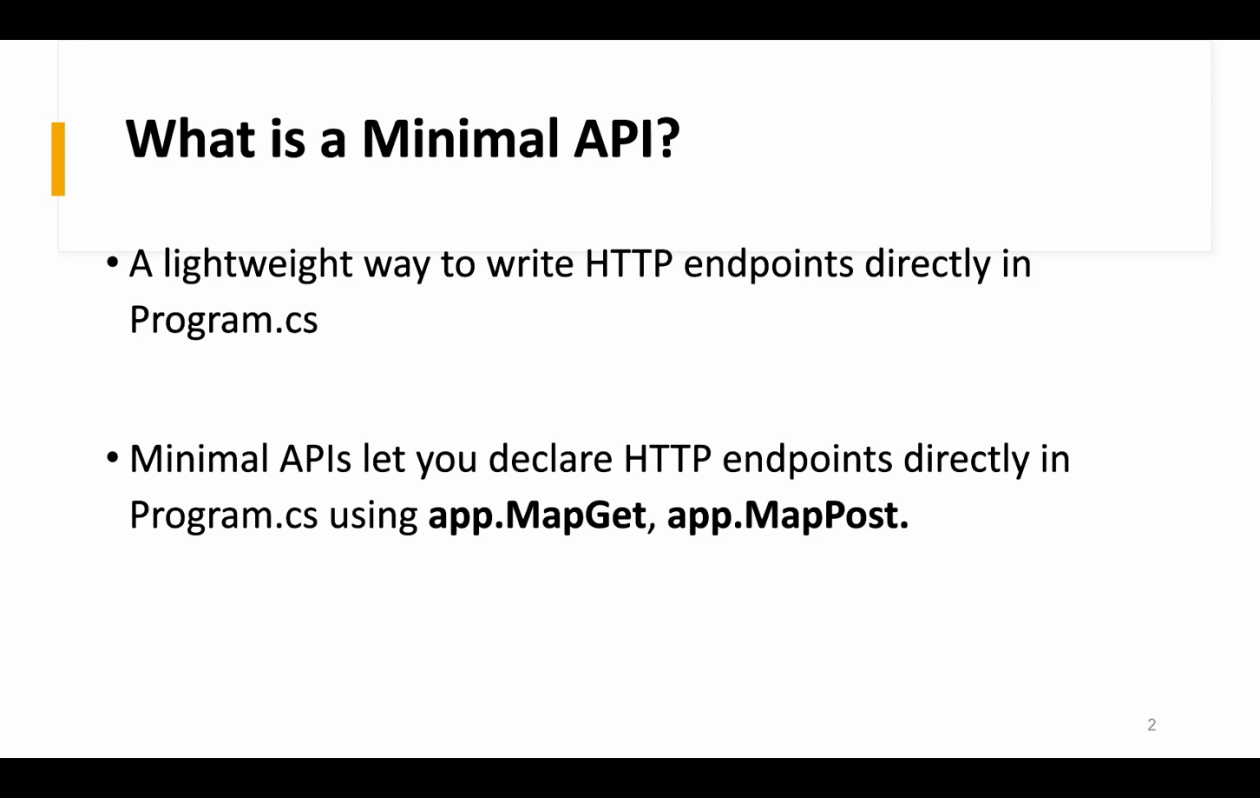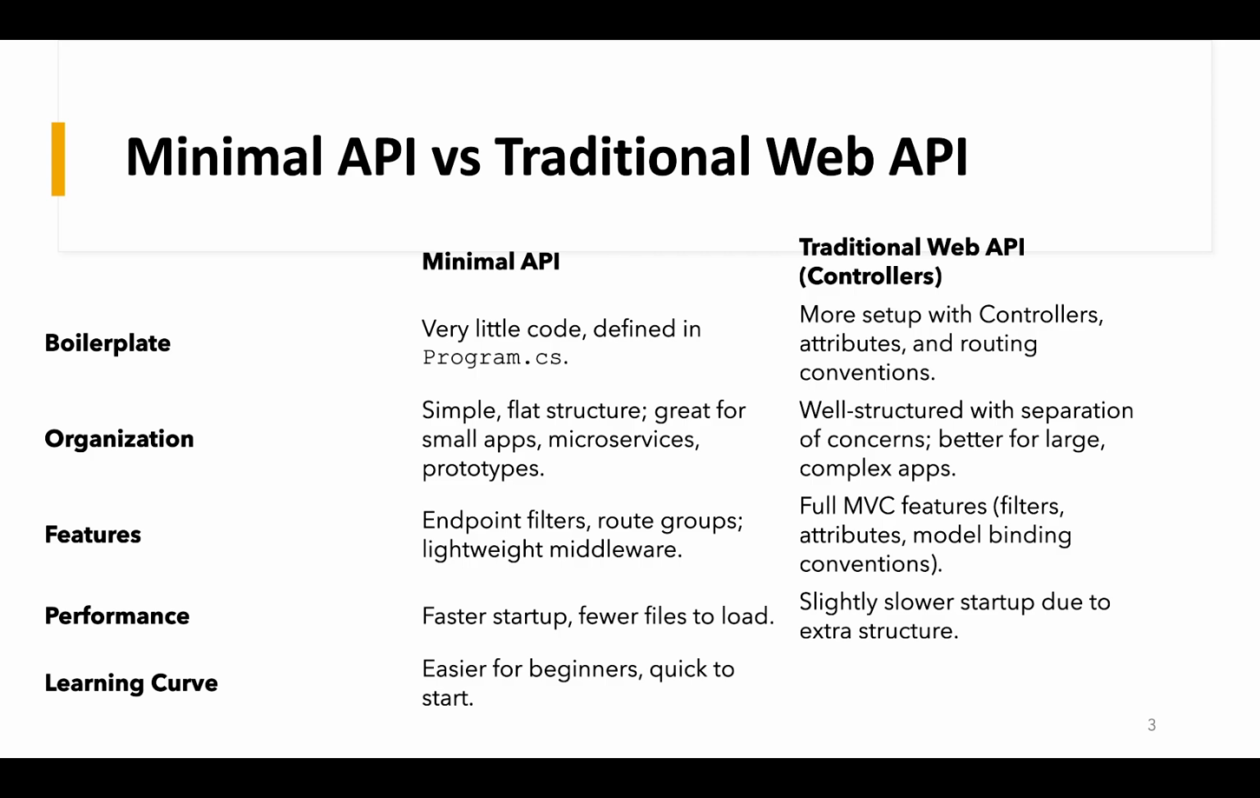Okay, first of all, let's see what a minimal API actually is. It's a lightweight way to write HTTP endpoints directly in program.cs. Minimal APIs let you declare HTTP endpoints directly in program.cs using app.MapGet or app.MapPost, right? I mean, no controller classes required. They are intended to reduce boilerplate code and make building small HTTP services fast and straightforward.